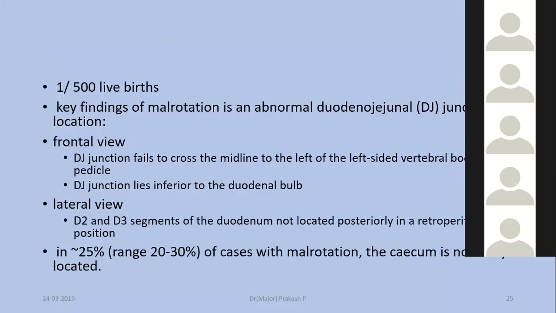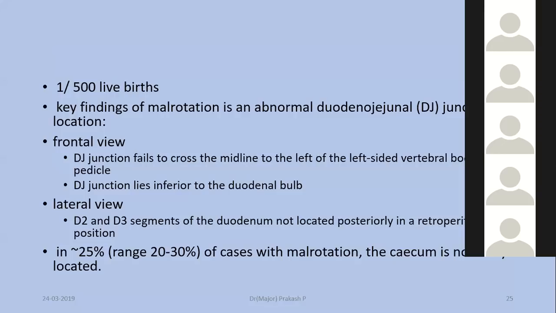A few points about malrotation. It is seen in 1 in 500 live births. The key finding of malrotation is an abnormal DJ junction location. On the radiograph frontal view, the DJ junction fails to cross the midline to the left of the left-sided vertebral body pedicle. The DJ junction lies inferior to the duodenal bulb. On the lateral view, D2 and D3 segments of the duodenum are not located posteriorly in a retroperitoneal position.